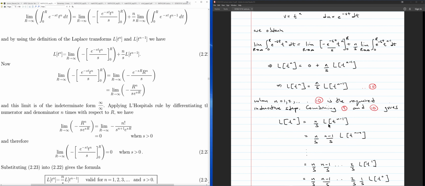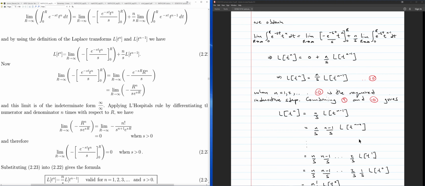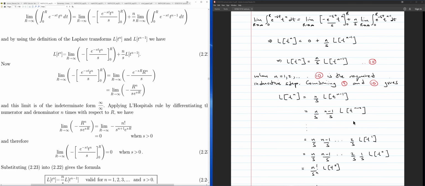This is my induction step, but now for the Laplace of t to the n minus 1, I use this statement here to express Laplace of t to the n minus 1 in terms of Laplace of t to the n minus 2. And I can keep going like that. And when I keep going like that, what I will have on the top is n minus 1, n minus 2, until I come down to 2 on s times Laplace of t to the 1.